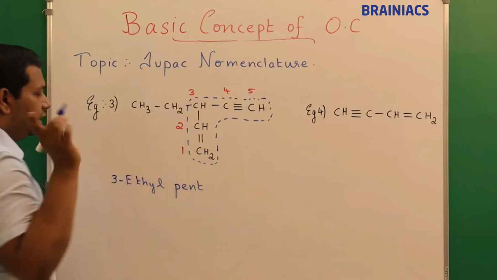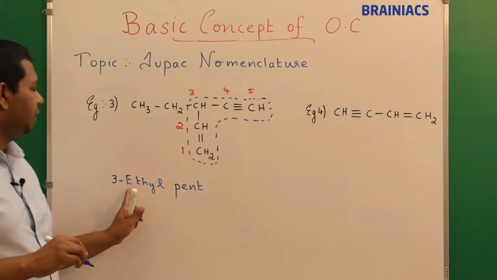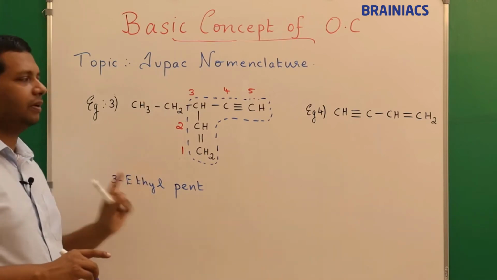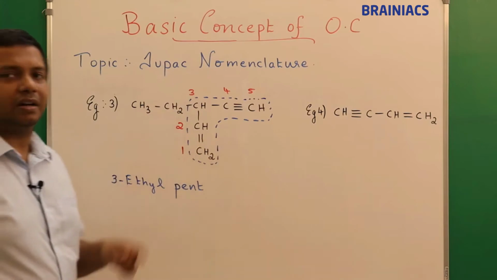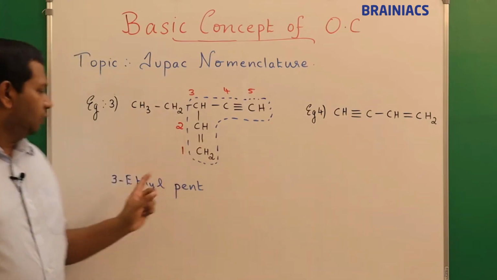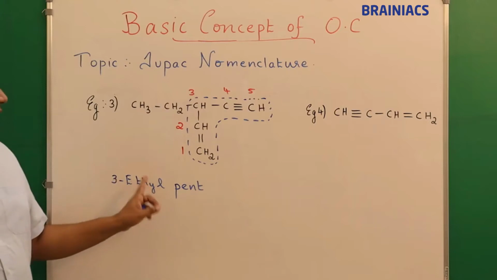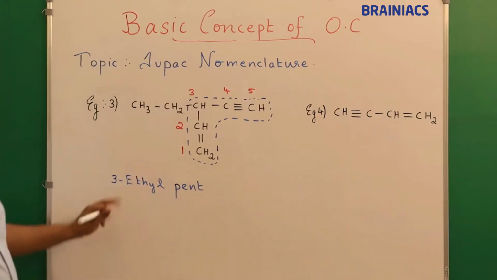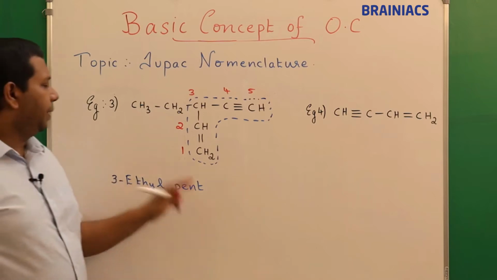One more thing I need to remind you: whenever you start the naming, the first letter should be a capital letter. So the E in 3-Ethyl is a capital letter. In the previous examples I have written in small letters, so please correct it. In the naming, the first letter should always be a capital letter. So, 3-Ethylpent.